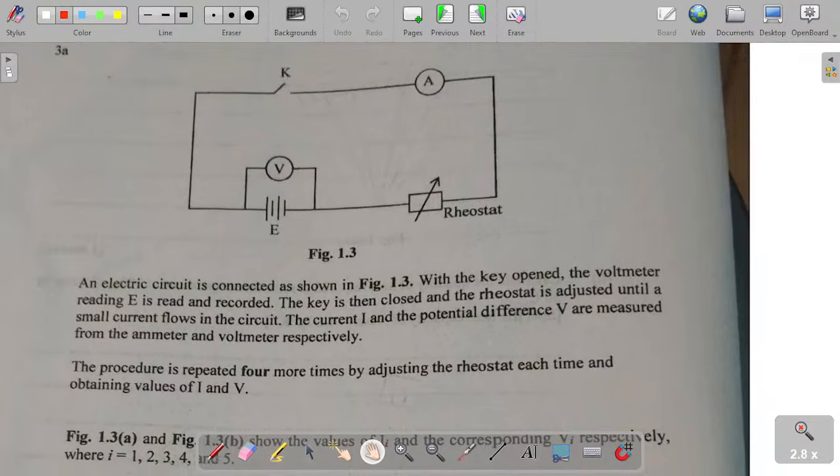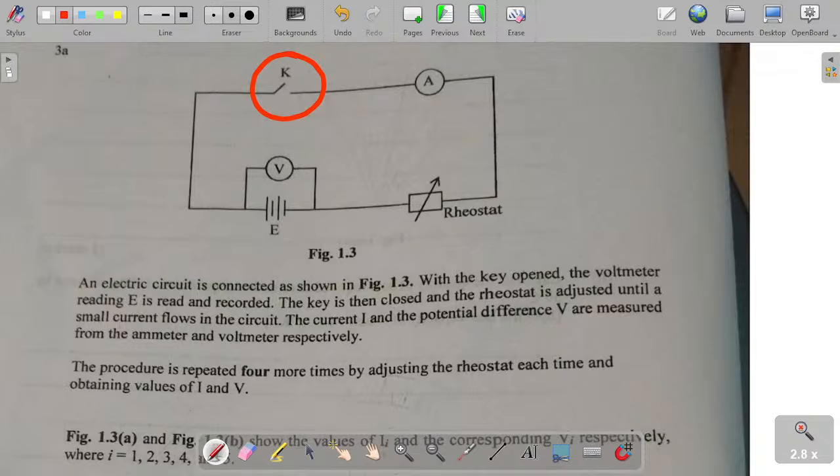It said an electric circuit is connected as in figure 1.3 with the key opened. You can see the key is opened. So when the key is opened, that means there's no current flow into the system. Then the voltmeter reading E is read and recorded. The key is then closed and the rheostat is adjusted until a small current flows in the circuit.